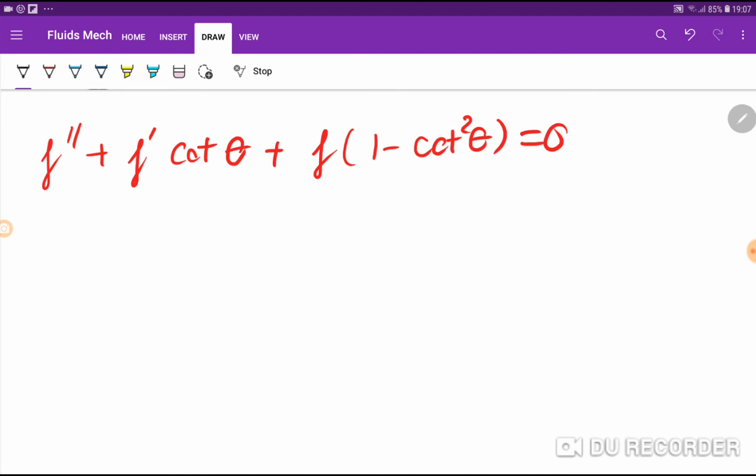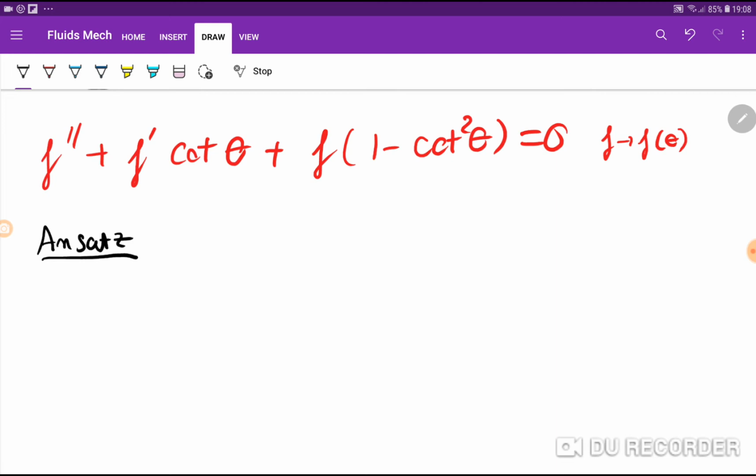Okay, so now this is a differential equation, right? The unknown is the function f. We need to find a function f, and f is a function of theta. So how are we going to solve this? We're going to solve this by making an ansatz, right? What is an ansatz? An ansatz, A-N-S-A-T-Z, is an educated guess.